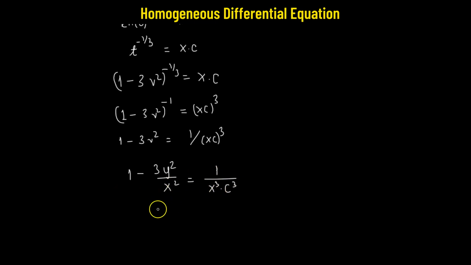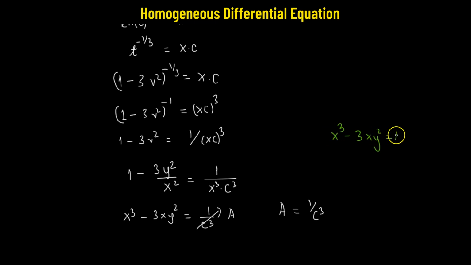Multiplying throughout by x cubed, we have x cubed minus 3xy squared equals 1 over c cubed. Now c is a constant, so 1 over c cubed is also going to be a constant, so we can replace this with a new constant a, where a is equal to 1 over c cubed. Therefore, we can say x cubed minus 3xy squared equals a. So this is the required solution to the given differential equation.